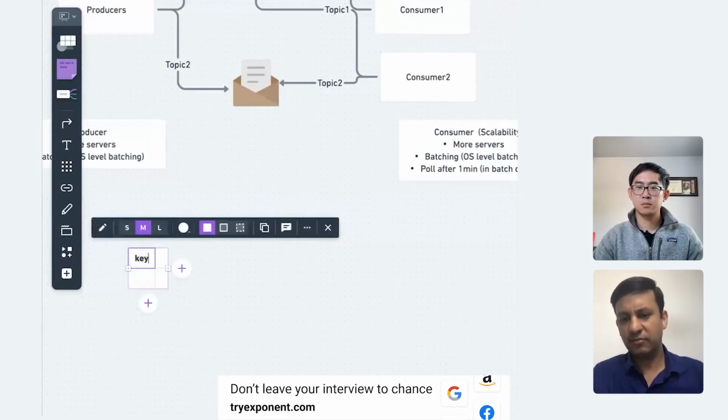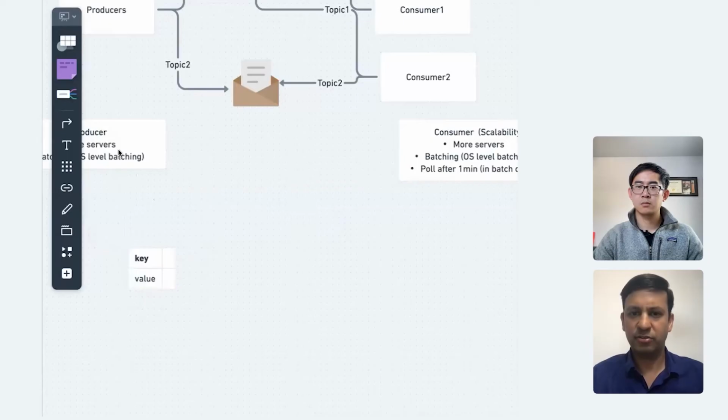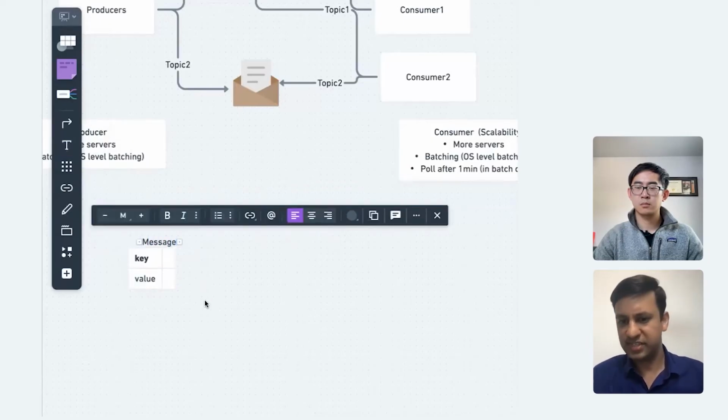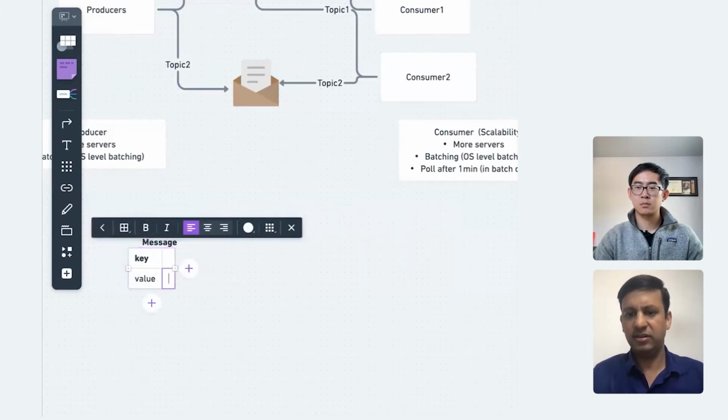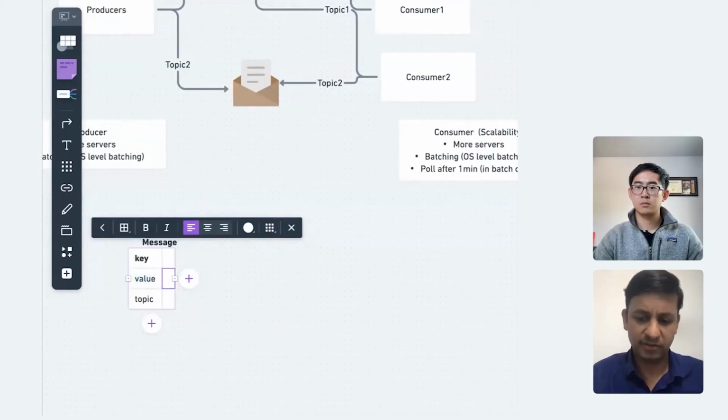So when we are talking about the queue, one important thing is that when we are talking about a particular message, we need to make sure that the message contains some key and some topic also. So we need a topic, whether it is order creation or something like that. Then we need a payload also, which is the value. We can have the payload in JSON format.